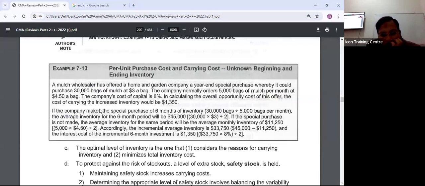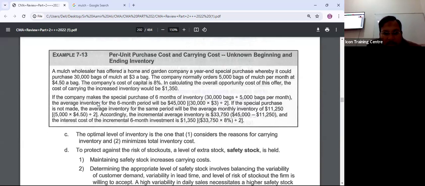The company normally orders 5,000 bags of mulch per month at $4.50 a bag. This is what the company normally does, right? Now, the company's cost of capital is 8%. In calculating the overall opportunity cost of this offer, the cost of carrying an increased inventory would be 1,350. If the company makes the special purchase of 6 months of inventory, 30,000 bags divided by 5,000 bags per month, the average inventory for the 6-month period will be $45,000.